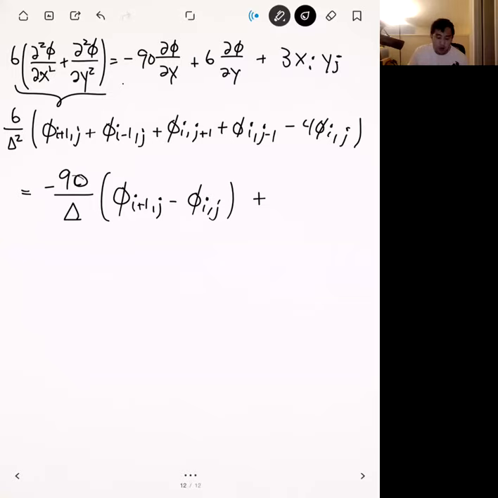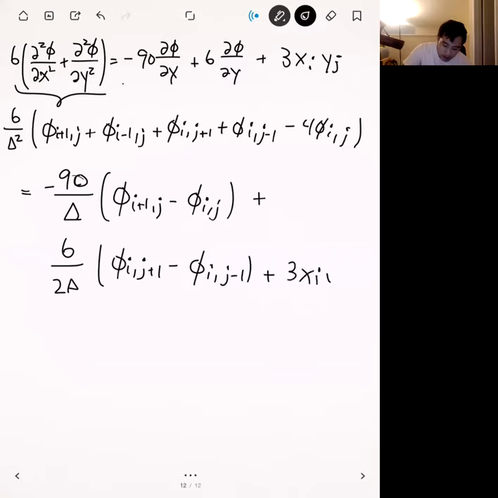But for the y derivative, we can just use central difference because it's going to be a lot more accurate. So we're going to do 6 divided by 2 delta times phi(i, j+1) minus phi(i, j-1), plus 3 x_i y_j.